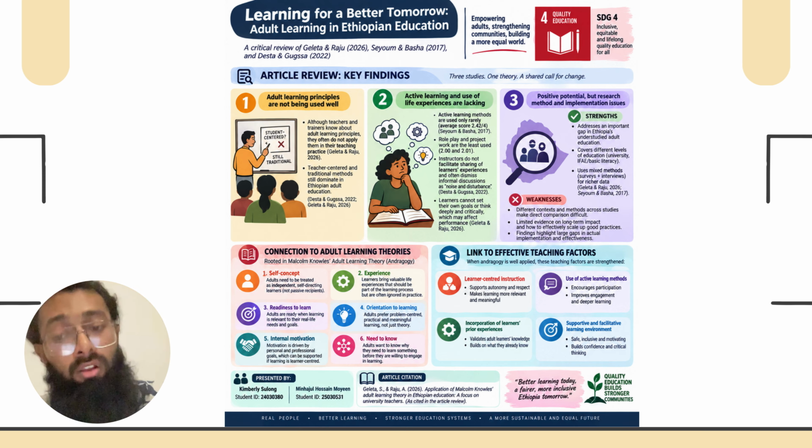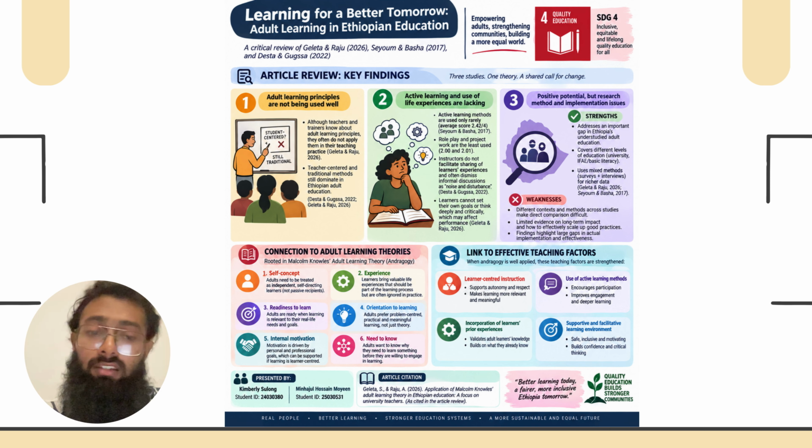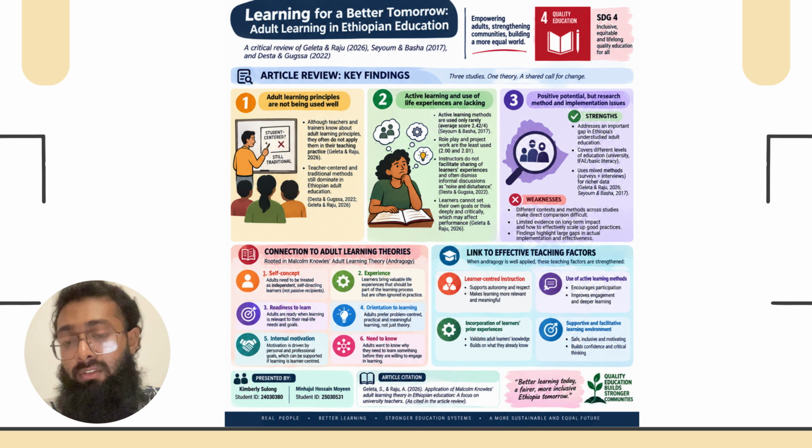Now, I want all of you to look at the left bottom corner of our infographic poster. There, we try to connect adult learning principles with our research findings using Malcolm Knowles' six assumptions. The first assumption is self concept. That means adult employees need autonomy. So, what does autonomy mean?